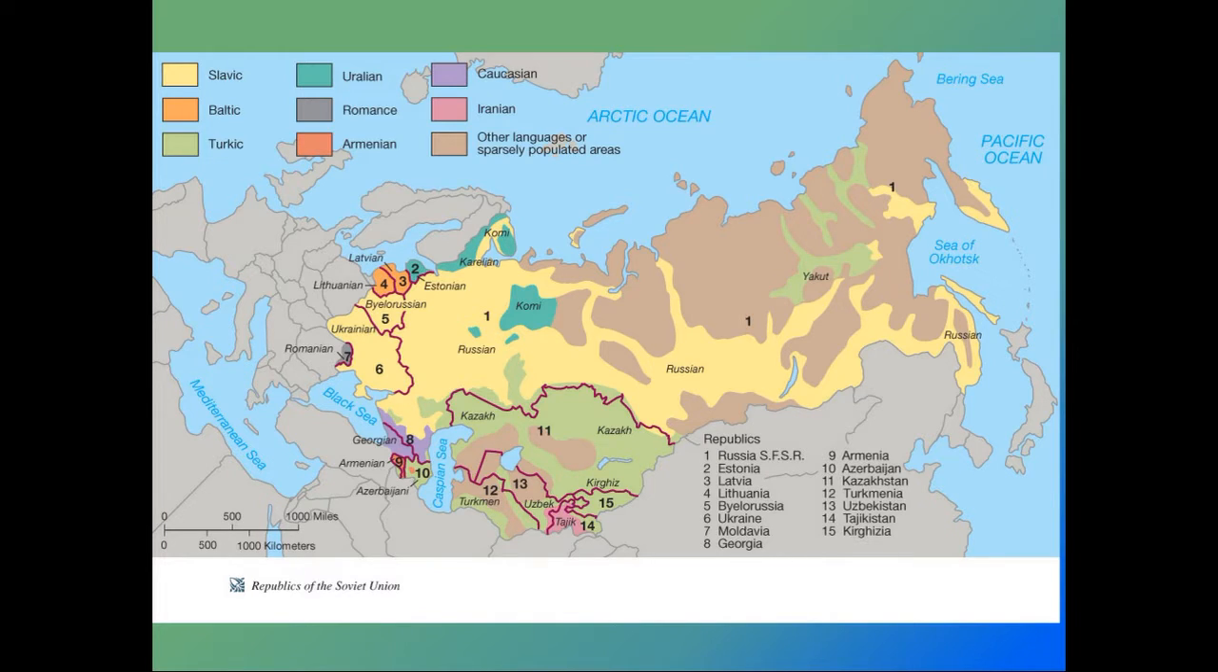And just to give you a sense of, once again, this nationalist spirit of people wanting to be independent. The yellow here is your Slavics, your Russians. All these other colors that we see, especially along the edges here, are different ethnic groups that don't identify with Russia and don't want to be a part of Russia any longer. So again, that nationalist spirit that we've been talking about basically every other day, we're seeing it again.